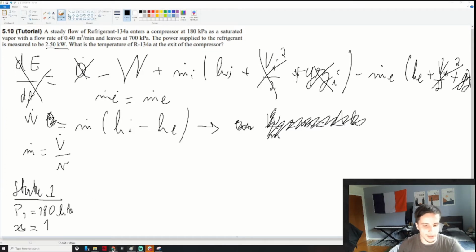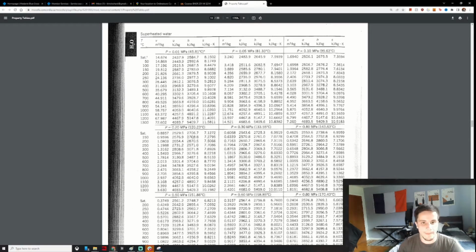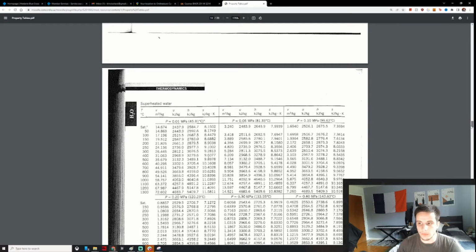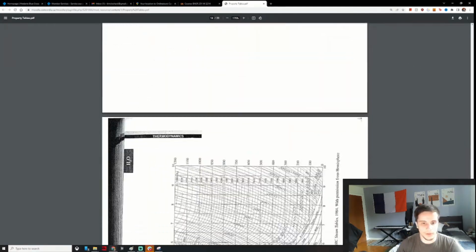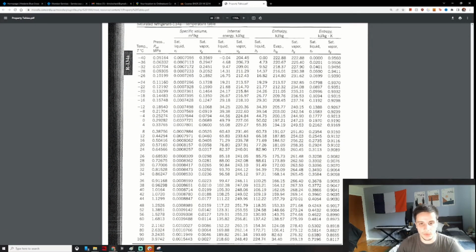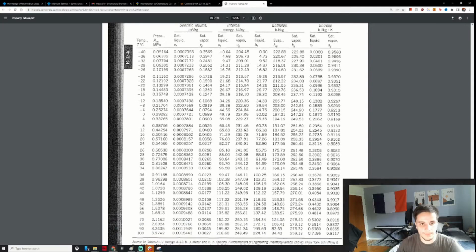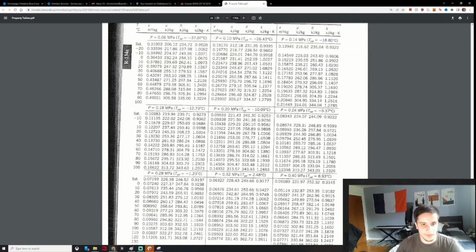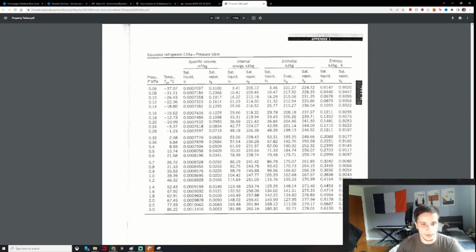Now, let's go to our property tables. Go down to, we're not in water anymore, we're in refrigerant at 100 kilopascal. We're in the mixture phase because we are saturated vapor. Let's go with pressure. And 180 kilopascal is 0.18 megapascal. And the specific volume at saturated vapor, there we go, is 0.1098 meters cubed per kilogram. And so we just take that.